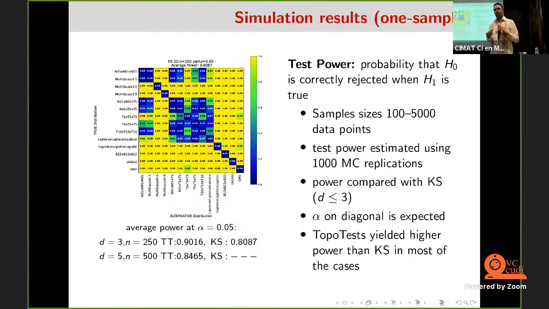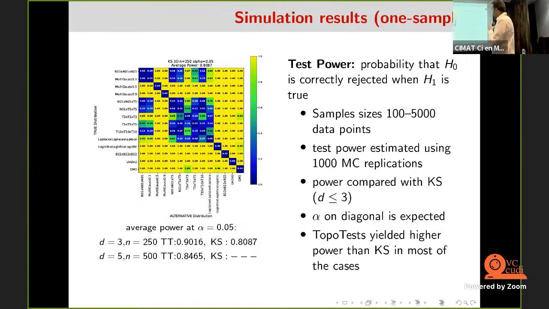How to measure the performance, the goodness of fit test? Well, there's a concept called the test power. Can you tell what it is? So the test power is defined as the probability that the null hypothesis is rejected, and it should be rejected, and it's actually false. So we want the test power, this probability, a number between 0 and 1, to be as close to 1 as possible.